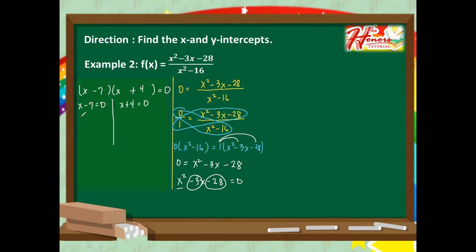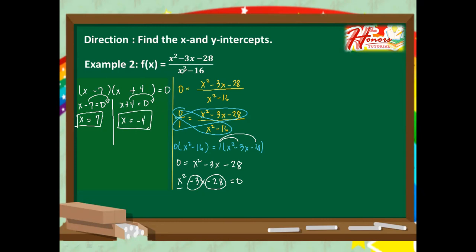So for x minus 7, we have to have x only at the left side. So transpose negative 7 to the right side. Then it will become positive 7. So the first value of x is equal to 7. The second one is transpose positive 4 to the right side, and it will become negative 4. You have to choose one or substitute the values of your x. For example, I will choose negative 4.